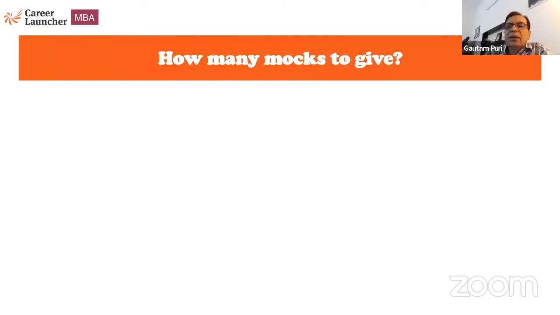When we look at the number of mocks, frankly, I have always been very consistent about this: the purpose of a mock is learning. The purpose of a mock is to understand where I am going wrong and where I am going right. So when you take a mock, it gives you areas to work on. Which means every time you take a mock, you have to analyze it in detail, understand where you're going wrong, and start working on those areas to improve.